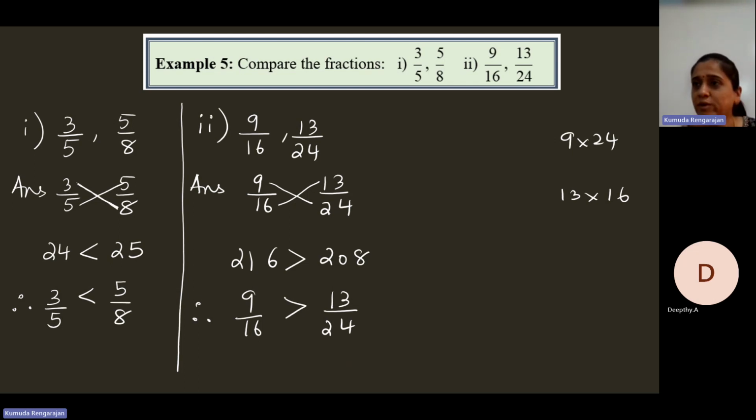Then after finding the products, insert the inequality, less than or greater than sign. So in the second one, you get 216 is greater than 208. That means the first number is greater than the second number, which means the first fraction is greater than the second fraction. Okay? Very easy.